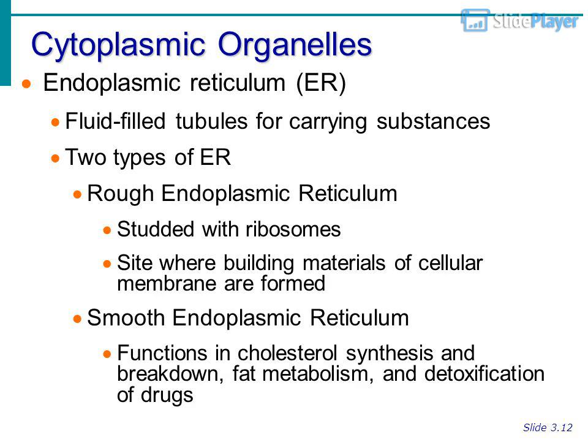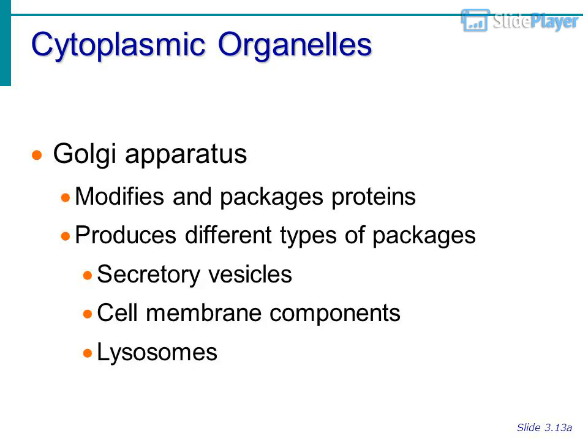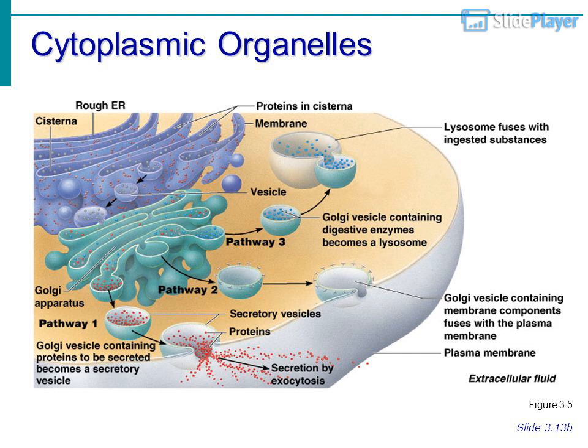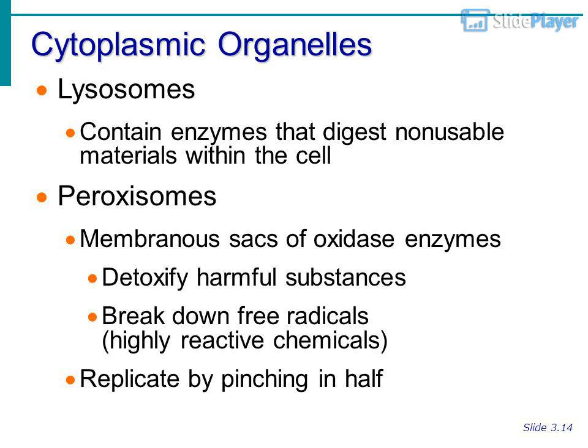Slide 3.12. Cytoplasmic organelles. Golgi apparatus modifies and packages proteins. It produces different types of packages: secretory vesicles, cell membrane components, and lysosomes. Slide 3.13a. Cytoplasmic organelles. Figure 3.5. Slide 3.13b. Cytoplasmic organelles.